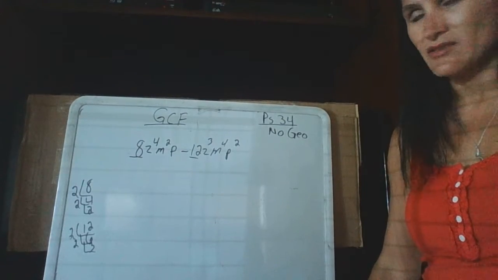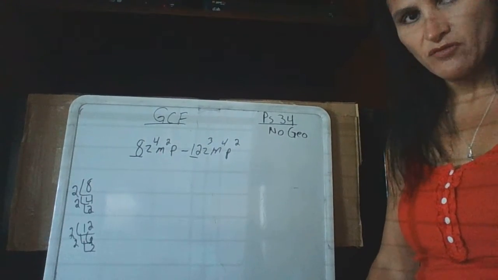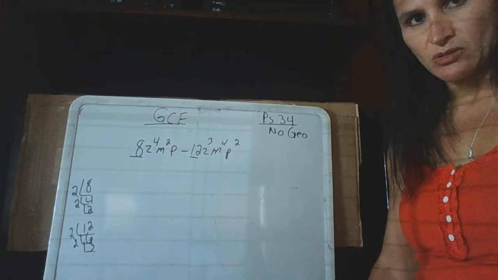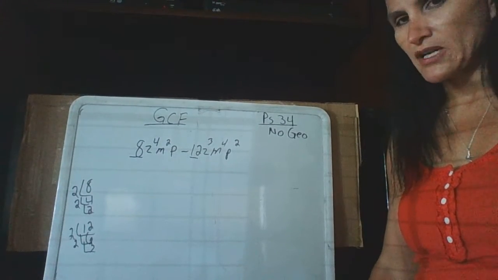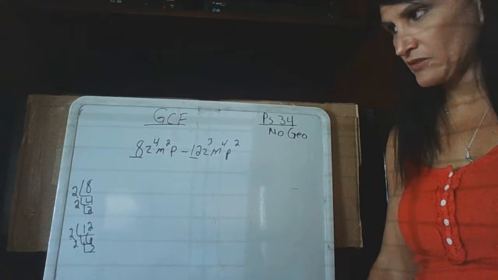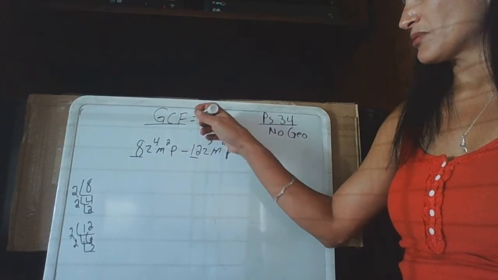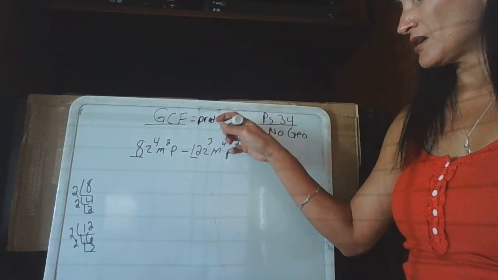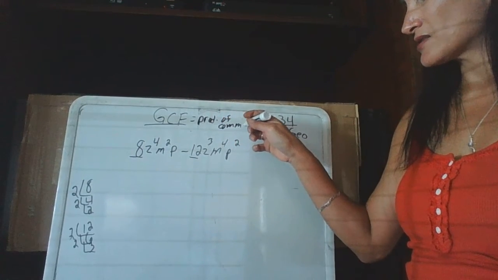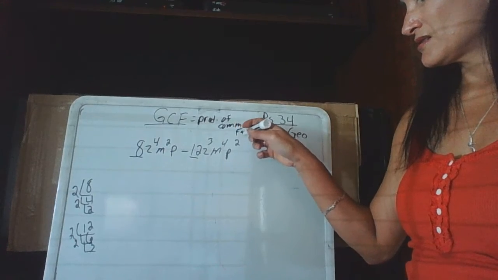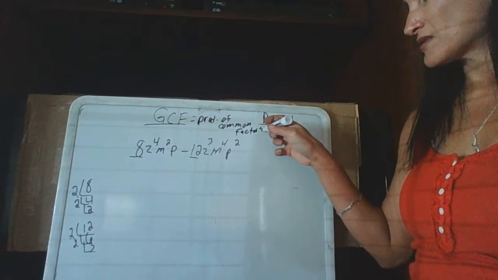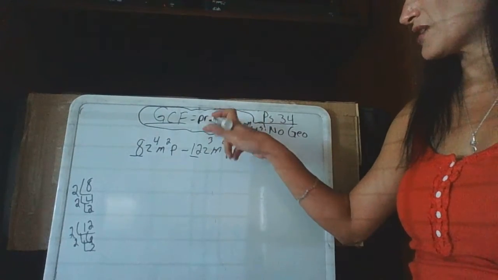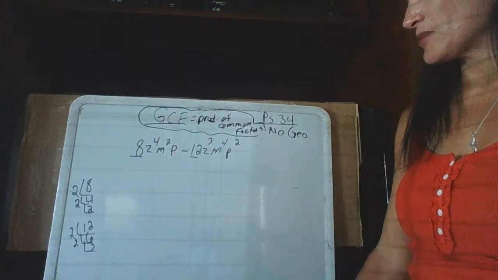And remember, the way that you do that is you say, okay, which factors do they have in common? Take those factors and multiply them together. So the greatest common factor is the product of the common factors. Okay? The product of common factors. You should have this definition, but if you do not, it's really important that you write it down. It is the product of common factors.